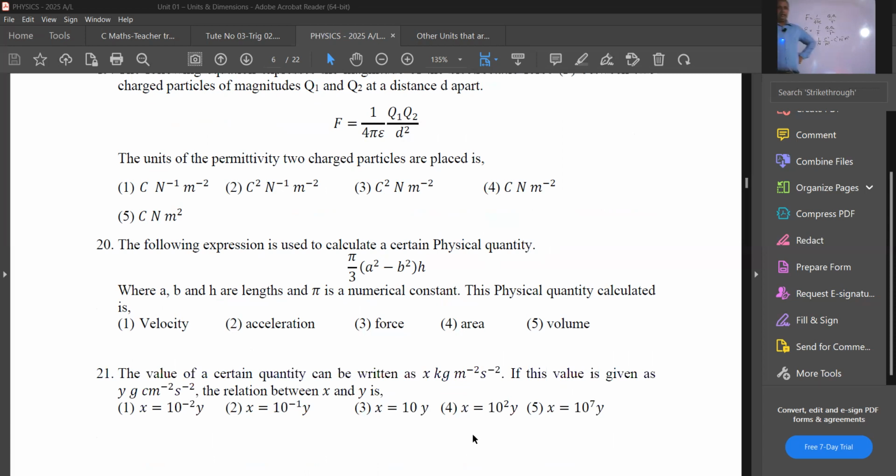Question 20. What is the answer for question number 20? The following expression is used to calculate a certain physical quantity. We are asked to find that physical quantity.